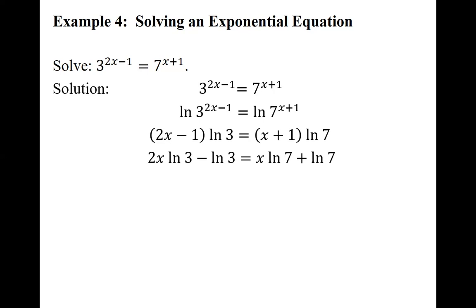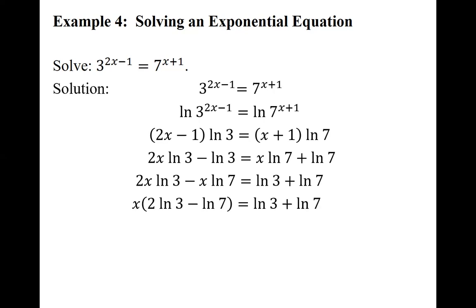Let's subtract x natural log of 7 from both sides and add natural log of 3 to both sides. That moves things around to where we need them. Our x's are now all on the same side. They're not in parenthesis jail anymore. Let's factor that x out on the left. Let's put everything else in parenthesis jail. See how they like it.